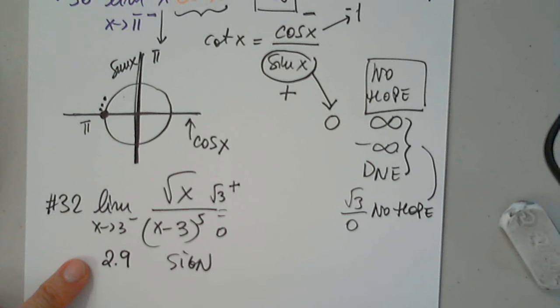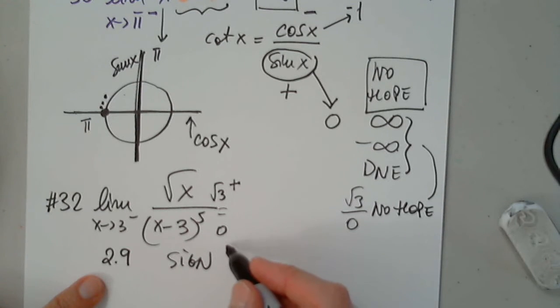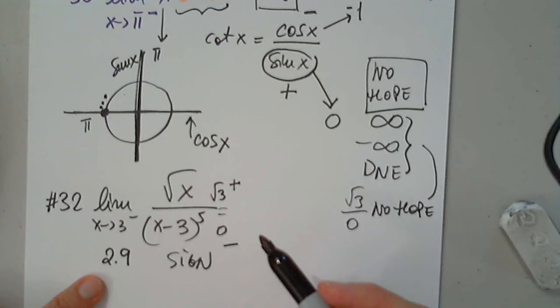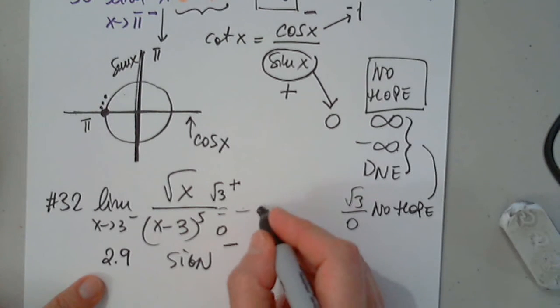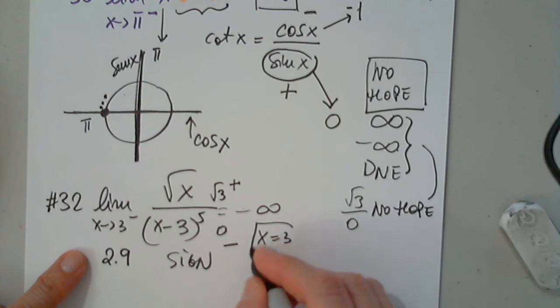So what is the sign if you plug in 2.9? Just the sign, no calculations are required. Negative. Yes, so then what will I write? Negative infinity. That's it. And I have to say x equals 3 is a vertical asymptote.